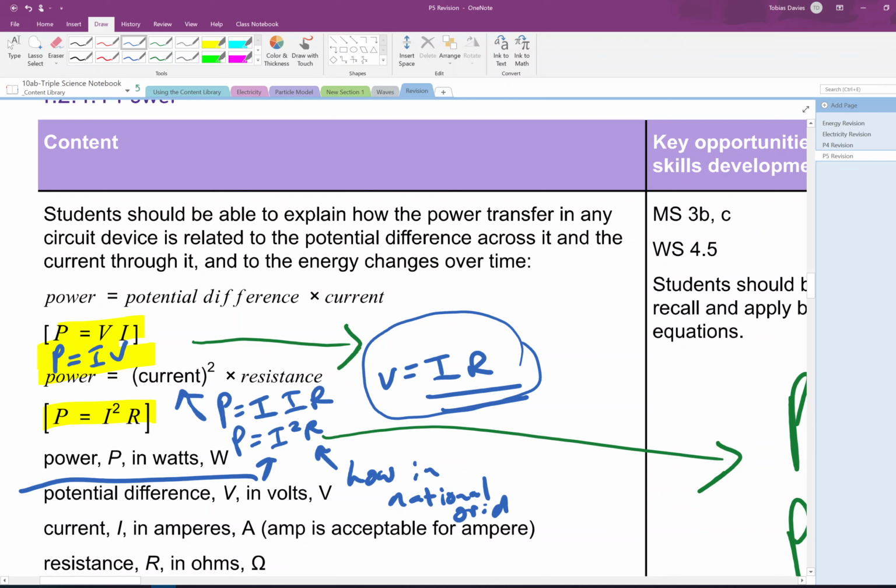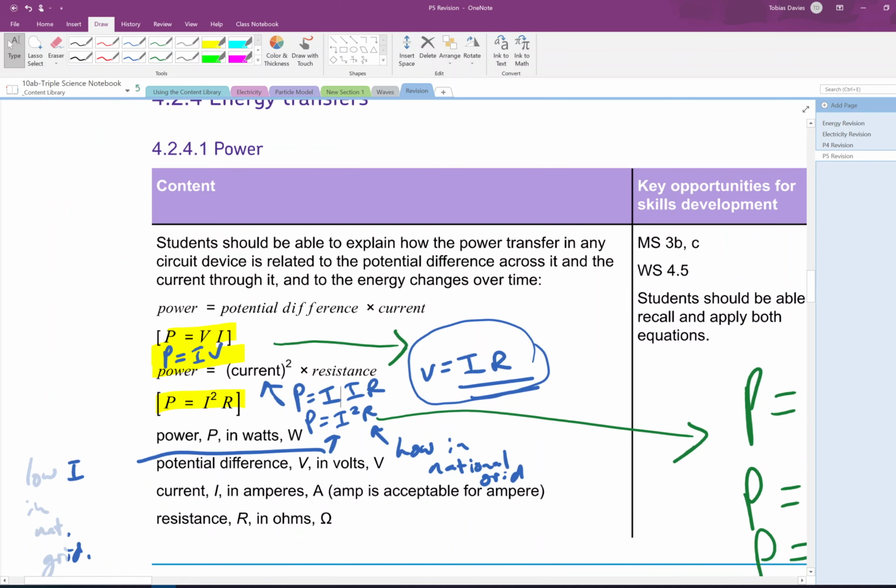Your exam board loves that particular equation, P equals I squared R, because it does a really good job of explaining some things. If you set this as your equation for electrical power, then you only need to know the resistance of the cable or the device and the current through it, and it explains why you would want the national grid to have a low current. If you've got a low current in the national grid, then less power is being wasted in those national grid cables.